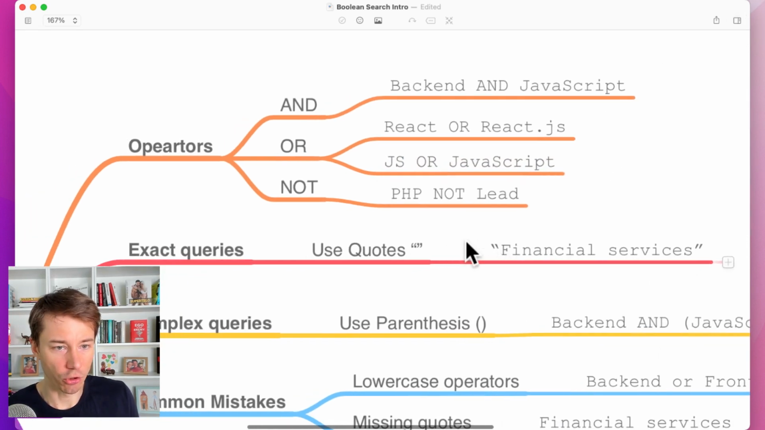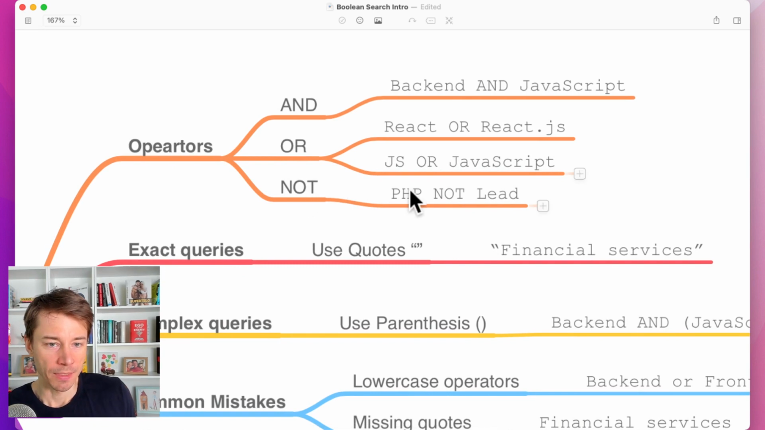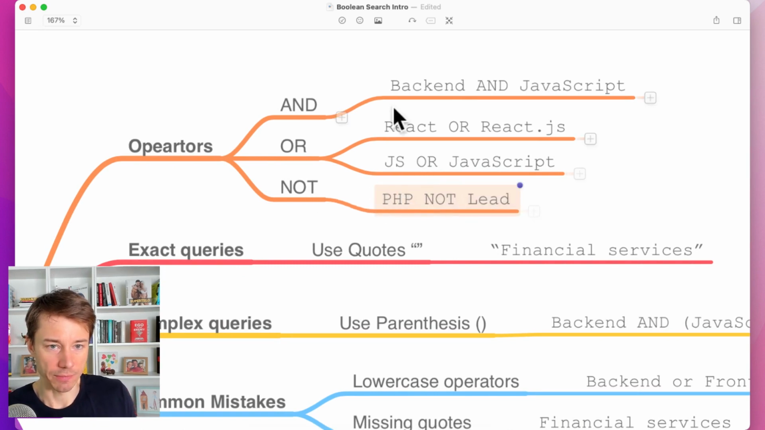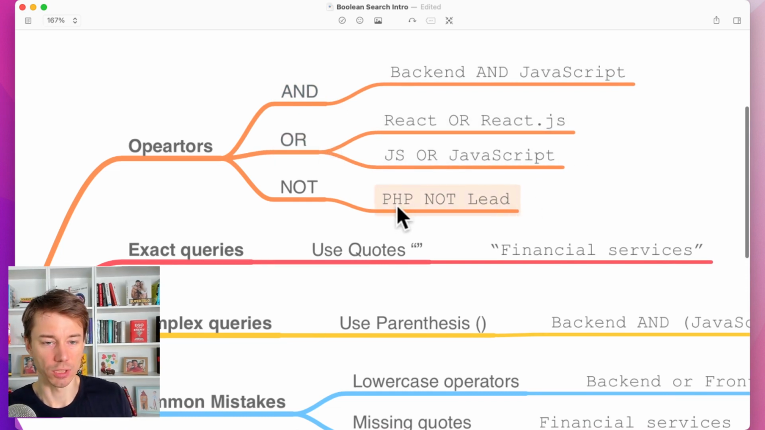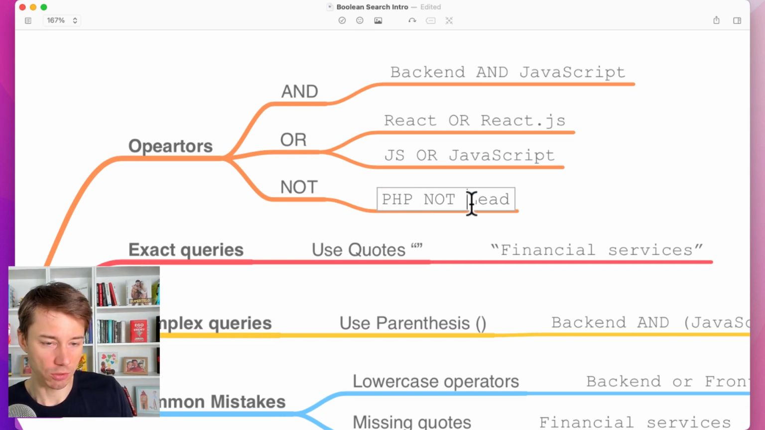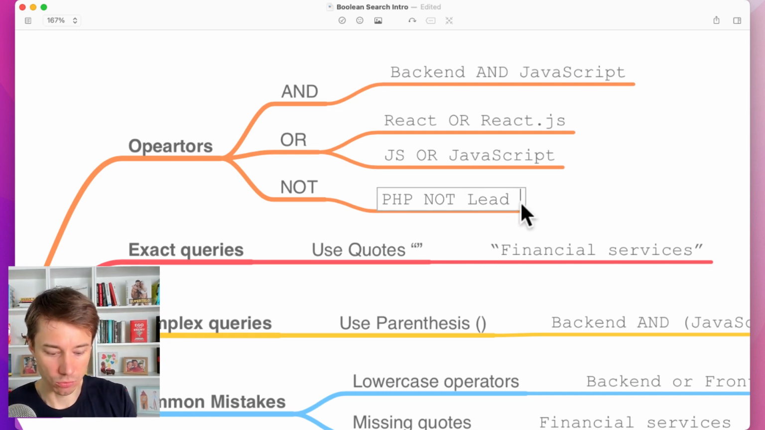And NOT means you want to exclude something. So in this case, you want to exclude leads. So in the title, you may look for PHP, so PHP developers, people who have the keyword PHP in their title, but not leads. So for example, you want to exclude PHP leads or lead PHP developers. You want to also exclude managers. So PHP, NOT lead, NOT manager.